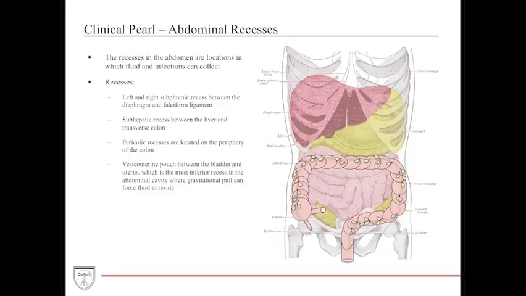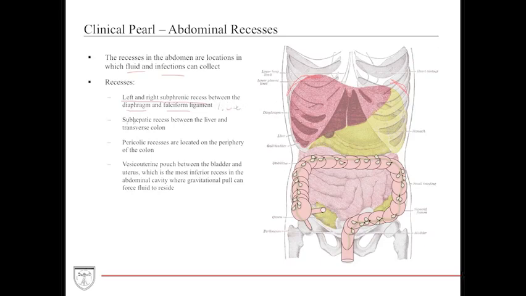The last clinical pearl we're going to talk about is the abdominal recesses. These abdominal recesses are little locations, almost little pouches, in the abdominal cavity where fluid and infections can collect. Depending on where you are in the abdominal cavity, you can have specific recesses. You have your left and right subphrenic recesses, which occur right here, between the diaphragm and the falciform ligament of the liver.